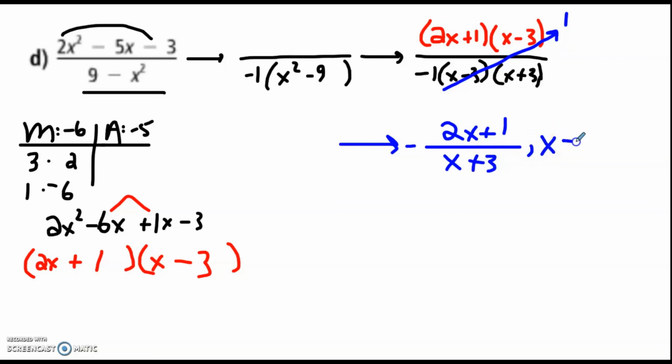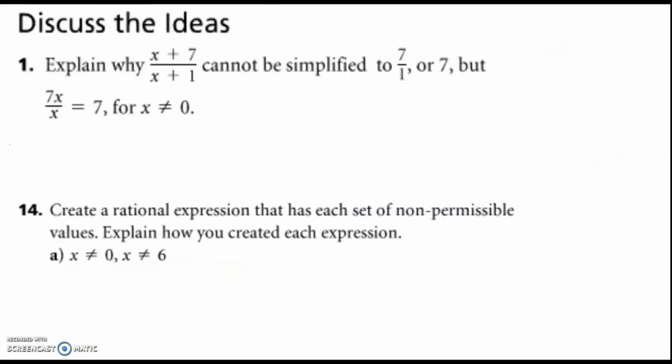Comma, do not forget your non-permissible values. You must always write them. Whether or not it's stated for you to do so, you should always do it. So looking back at my original question, once I factored it, then I can see what the non-permissible values are. So I see that it's plus or minus 3. There we go. Another question done.